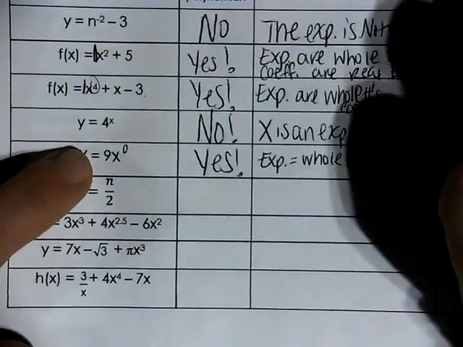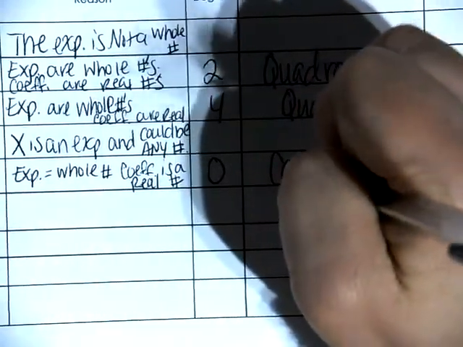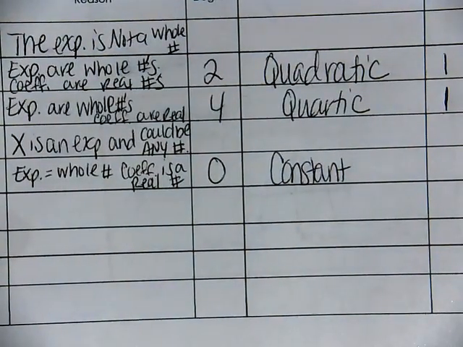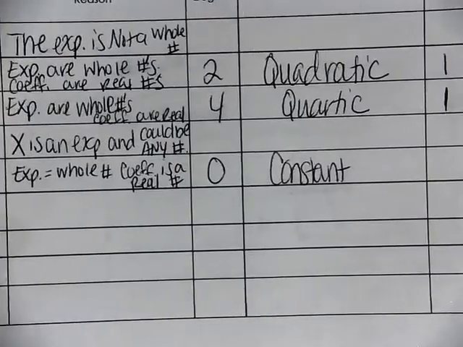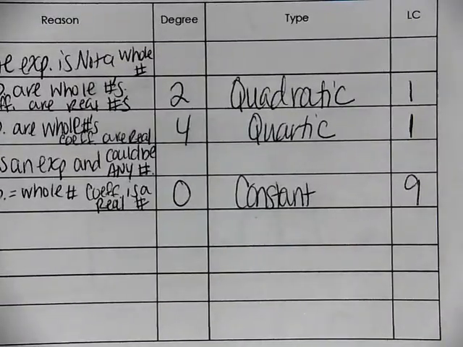So in this case, my degree is going to be 0, and this is called a constant function. Constant functions are always graphed as horizontal lines. In this case, my coefficient is going to be 9.